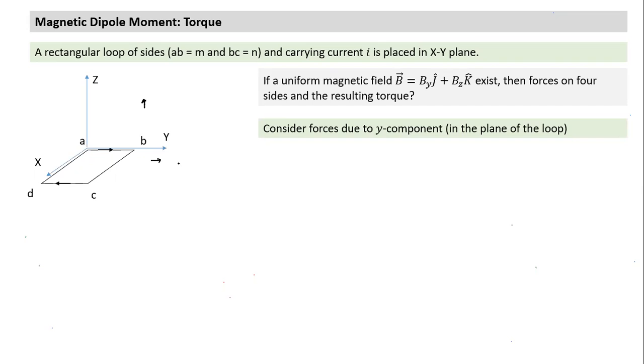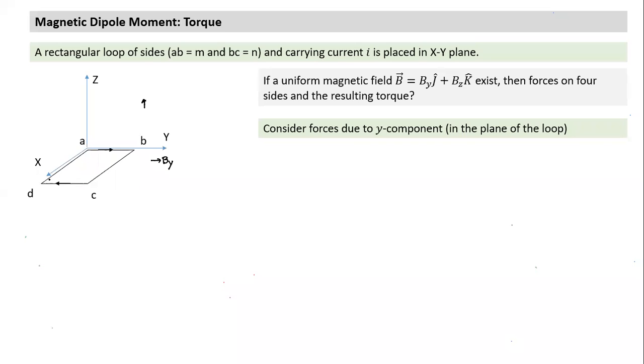The y component is lying in the plane of the loop. So which is the direction of the field? Yes, the field is acting along this direction, By. What will be the direction and magnitude of the forces due to this? If you notice, the loop has 4 sides. Out of these 4 sides, 2 sides will not experience any force. Which 2 sides? The sides which have current either in the same direction as the field or opposite. So you can easily notice these 2 sides will not experience any force.